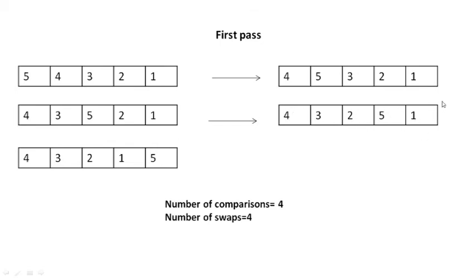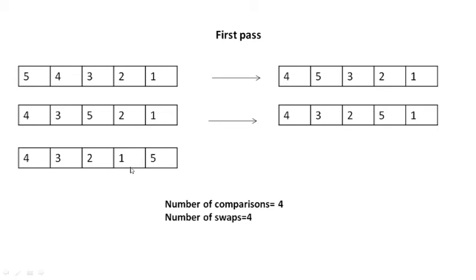Again 5 and 1 will be compared. Since 1 is smaller, 1 will come at the place of 5, the number of swaps became 4 and the number of comparisons also became 4. In this way 5 is sorted now. Now we have to sort these 4 elements only, and that will be done in the second pass.